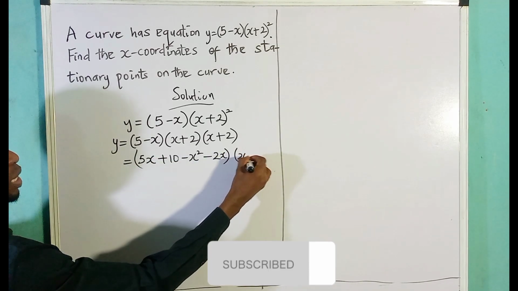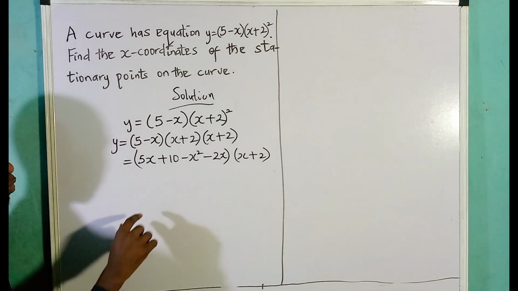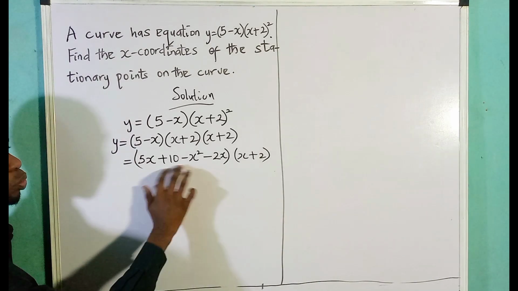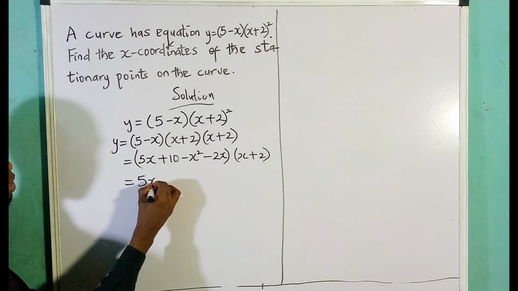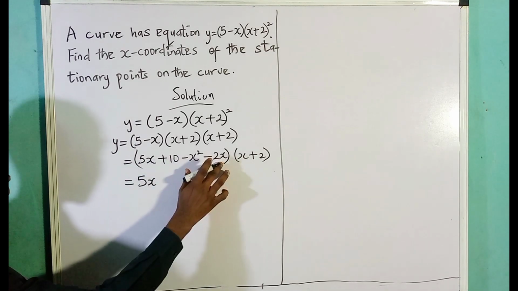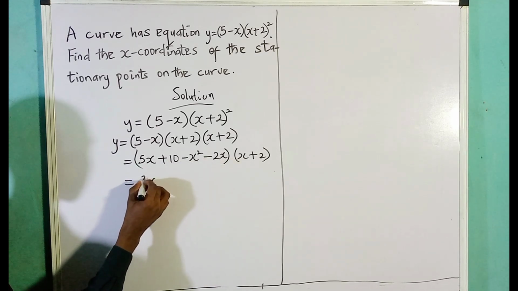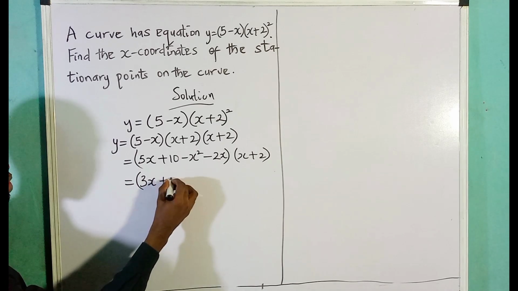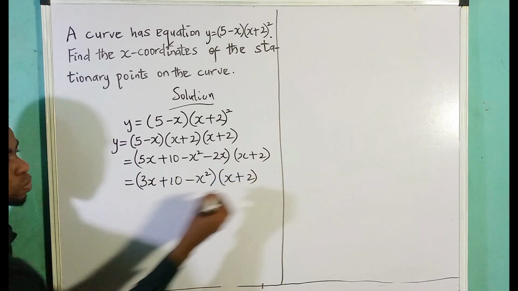And then we're multiplying with x plus 2. To make this less stressful for me, let me finish working on this before I multiply. So this is 5x minus 2x, because they are like terms, right? So 5 minus 2 is 3. So this is 3x plus 10 minus x squared. Now I'm going to multiply it with x plus 2.